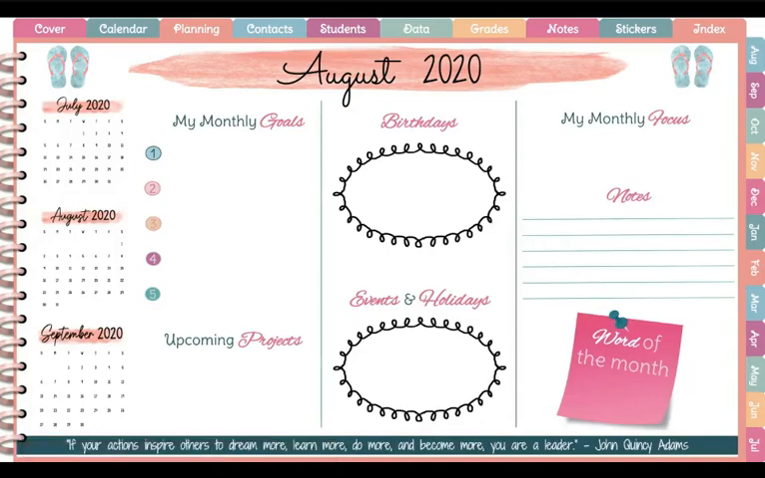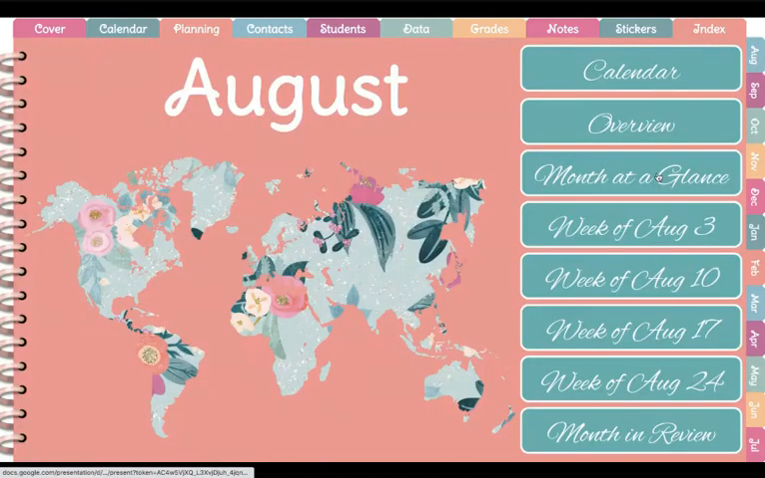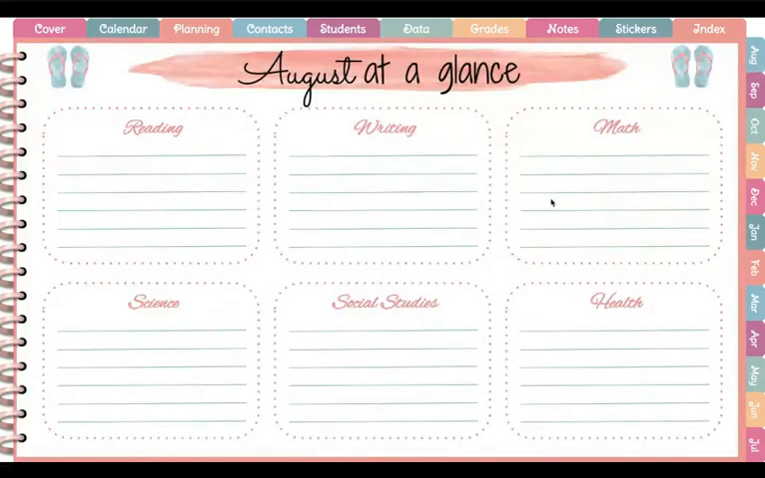Then it is a monthly overview. So monthly goals, upcoming projects, birthdays, events, and holidays, my monthly focus, notes, a word of the month, and each of them has a different quote along the bottom. All right. Then a month at a glance. So you can change these as well if you needed to change them to block 1, block 2. But here are all of your subjects.